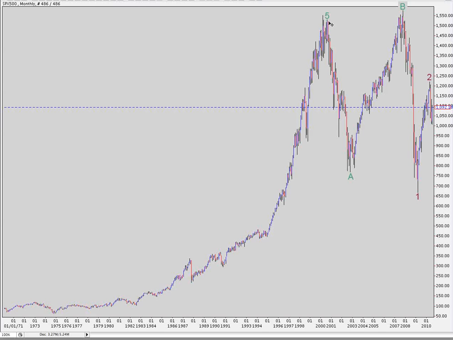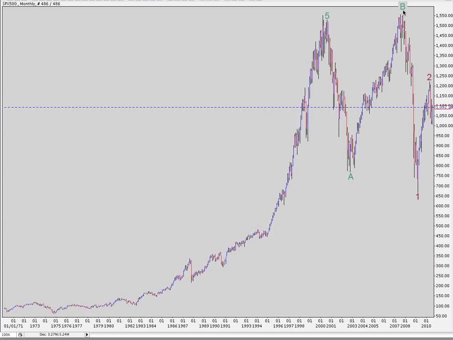This is followed by an expanded flat correction at cycle degree with an A, B, which reaches 106% the length of A, reaches beyond the start of A, and that calls for a cycle degree C wave that's most likely to be 1.618 the length of A, a common relationship between the two for an expanded flat correction, which will see the S&P get down to about 344.09, but that's a couple of years or more away yet.